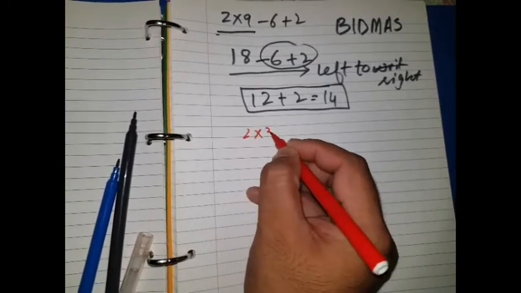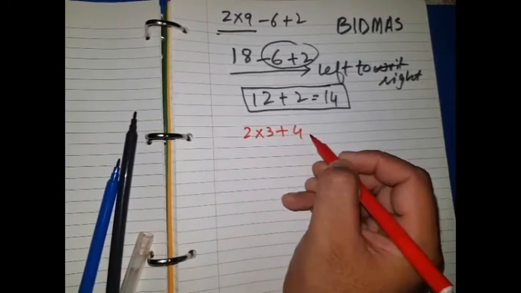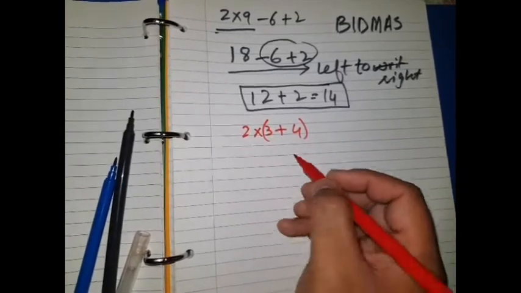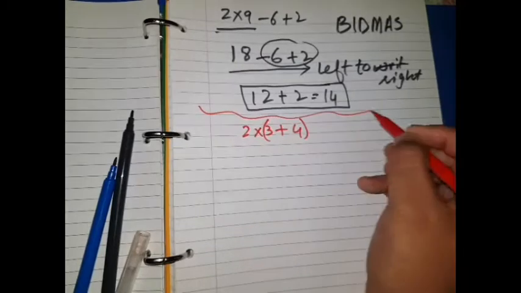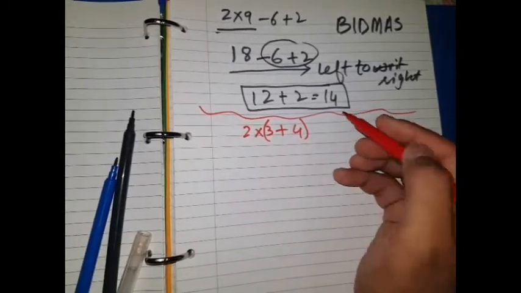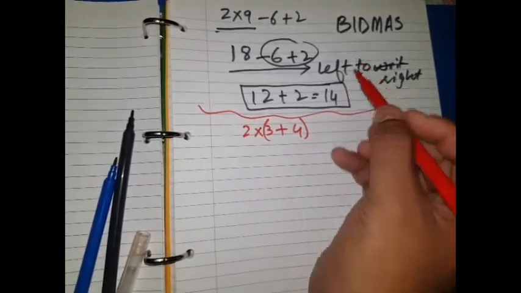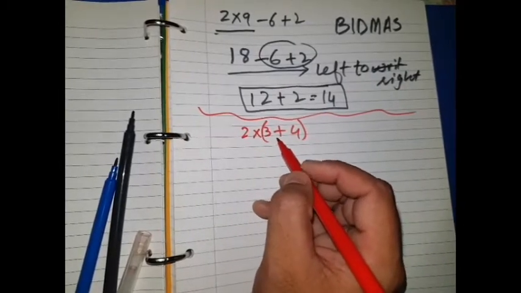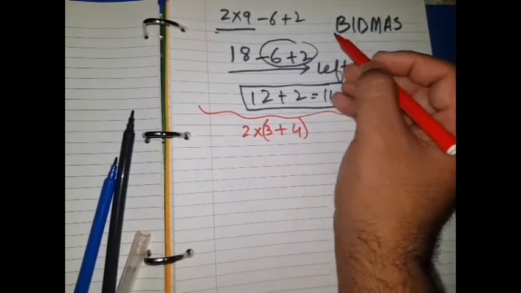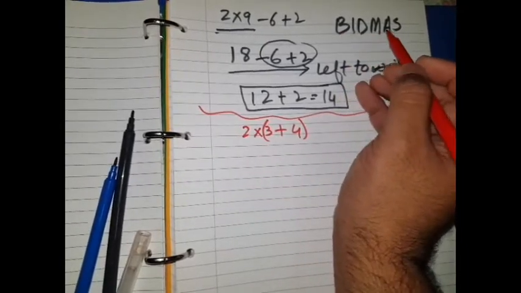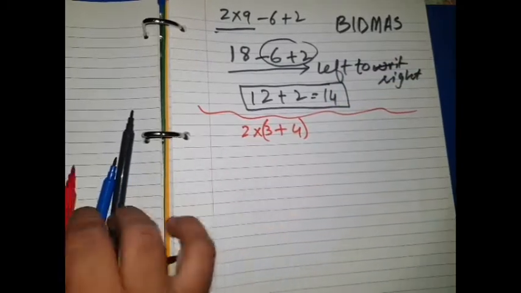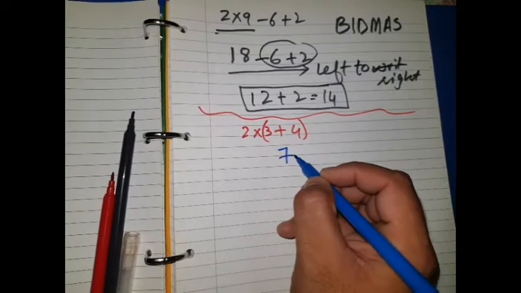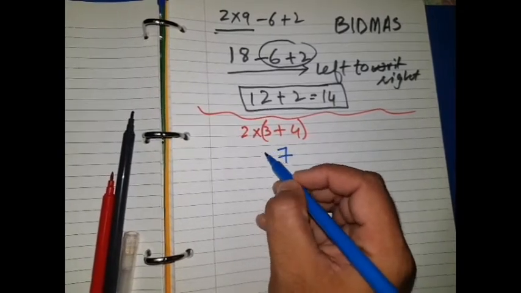2 times 3 plus 4. And I will put the brackets here. Now in this case, we know that we have to go for BIDMAS. And as per the BIDMAS, I have first brackets. So I have multiplication here, but I have to solve brackets first, because this is the rule. The rule says brackets, indices, division, multiplication, addition, and subtraction. So first thing I'm going to do is, I will just add these two numbers. 4 plus 3 makes 7 here. Then I will bring this times down and 2.